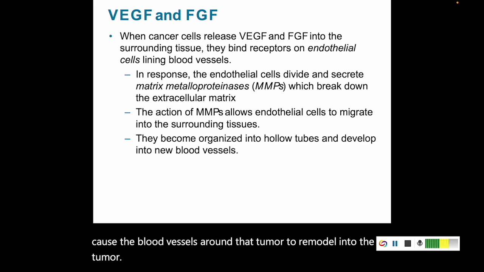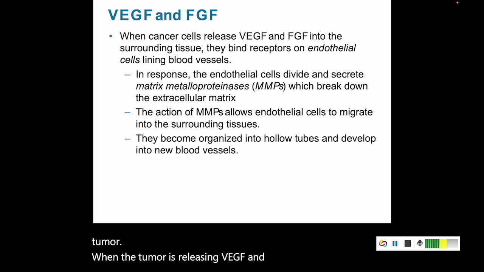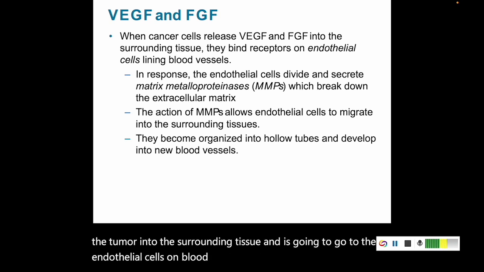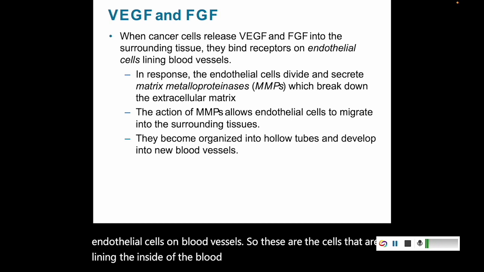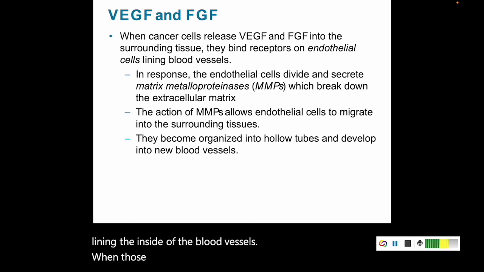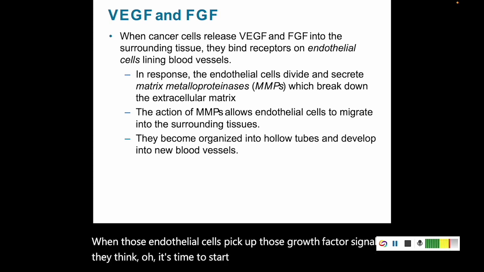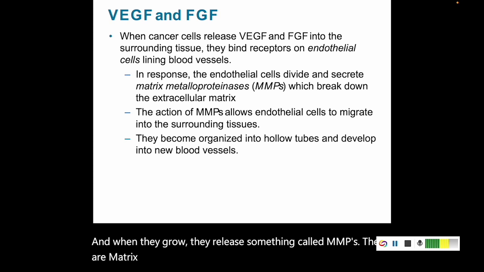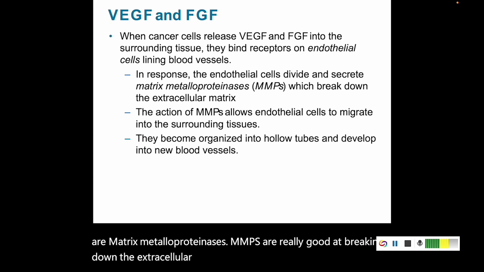When the tumor is releasing VEGF and FGF, they get released from the tumor into the surrounding tissue, and they're going to go to the endothelial cells on blood vessels. So these are the cells that are lining the inside of the blood vessels. When those endothelial cells pick up those growth factor signals, they think, oh, it's time to start growing. So they start growing. And when they grow, they release something called MMPs. These are matrix metalloproteinases. MMPs are really good at breaking down the extracellular matrix, which kind of functions as a fence or a gate around the cells.